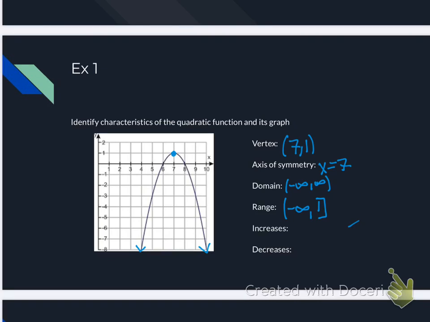We see that it is increasing, so if you go from left to right, we start and it's increasing from negative infinity to my vertex of 7, and then it is decreasing from 7 to positive infinity.